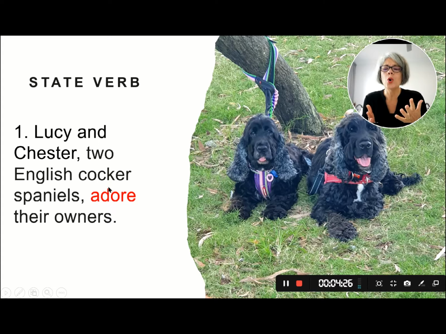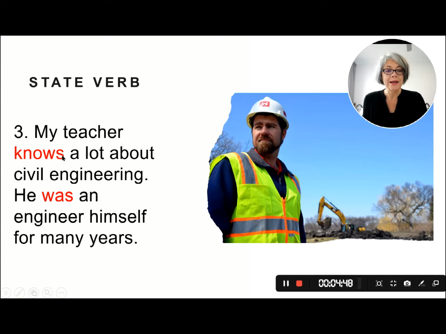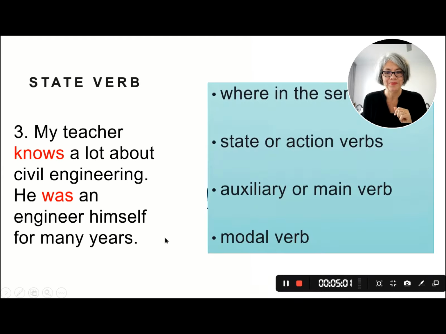This one, adore, love, respect. These ones are state verbs. They're usually permanent. They don't change. Like is another example of a state verb. Gemma likes her grandma. Know is a state verb. Be is usually a state verb. It's permanent, unlikely to change, and not in ing form. So we've looked at where in the sentence.